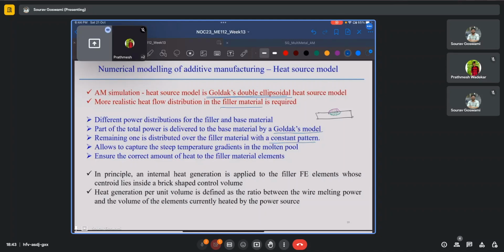And as we discussed, rather than considering the heat flux from the energy source, the internal heat generation term is applied to the filler finite elements, and usually the centroids are tracked. And if the centroid lies within our control volume, which is usually say cubic or cuboidal, then the internal heat generation source term is applied to them to simulate the action of the energy source on these elements. And the heat generation per unit volume may be defined as the ratio between the wire melting power and the volume of the elements currently heated by the power source.